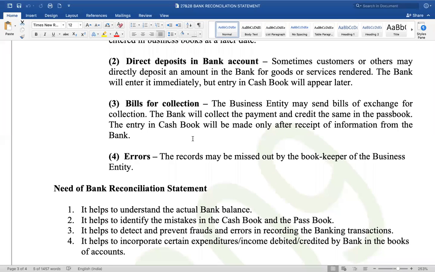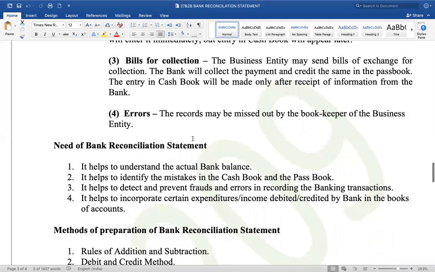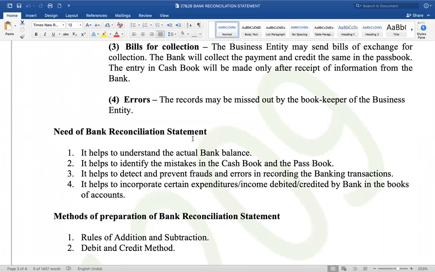And sometimes you may render service and that amount also is directly deposited, and you don't know that. Until that communication comes to you, you don't record that. Because you're not recording, your cash book balance is less compared to your passbook. Next, bills for collection.